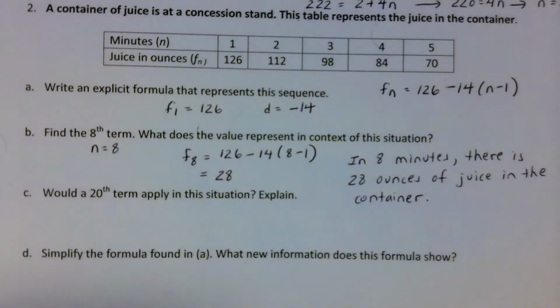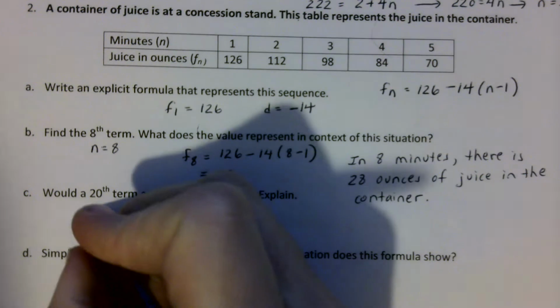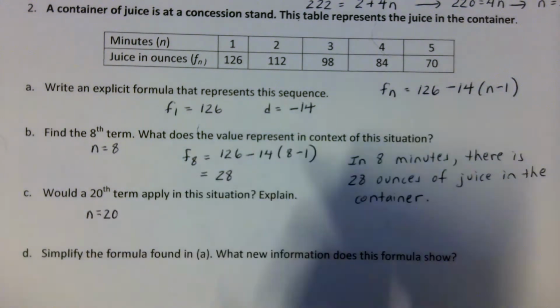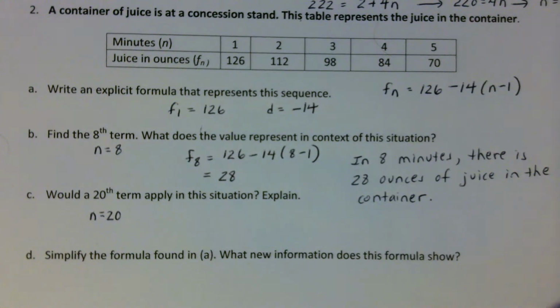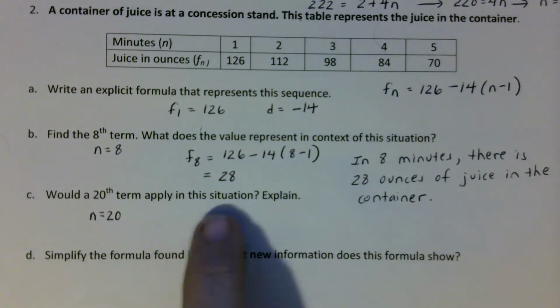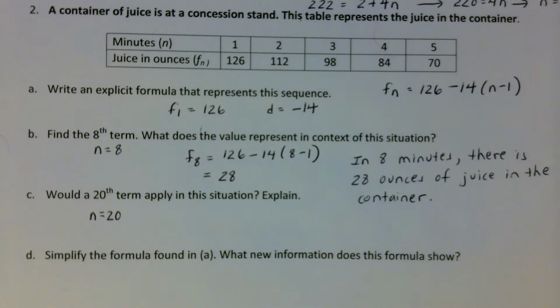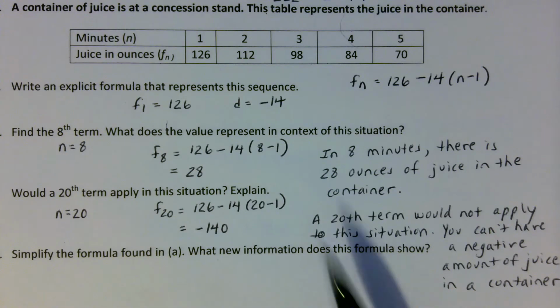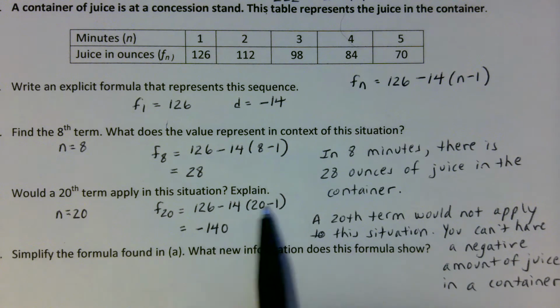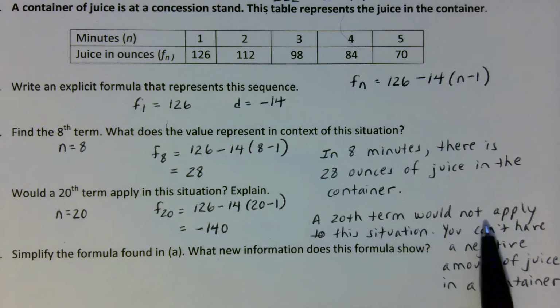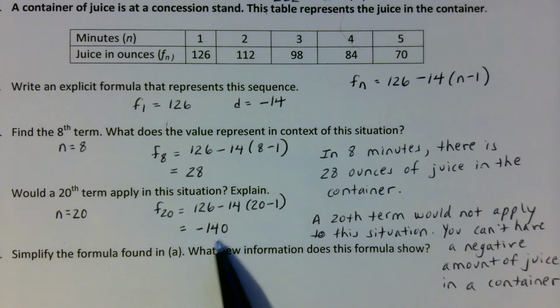Would a 20th term apply in this situation? Well, let's see. What happens when n equals 20? So remember, pause the video, try this on your own, see the answer you get, and explain if this would make sense in the situation. When you put 20 in the explicit formula, you got negative 140. So that means a 20th term would not apply to the situation because you cannot have a negative amount of juice in a container. You can't have negative 140 ounces in a container.